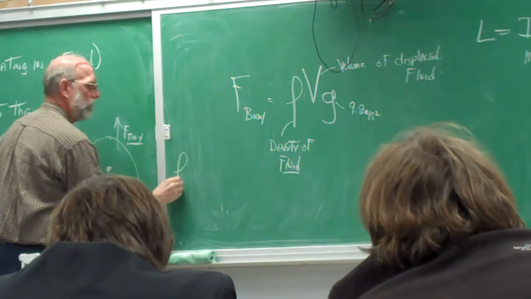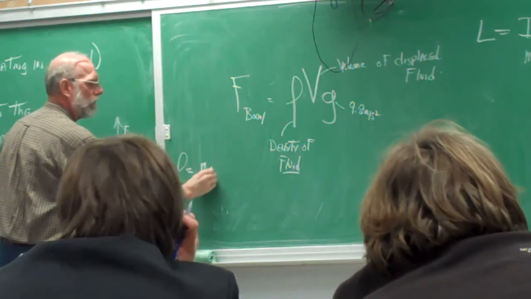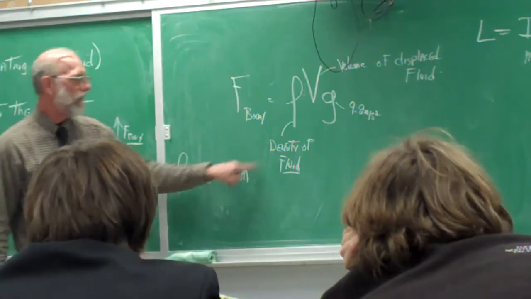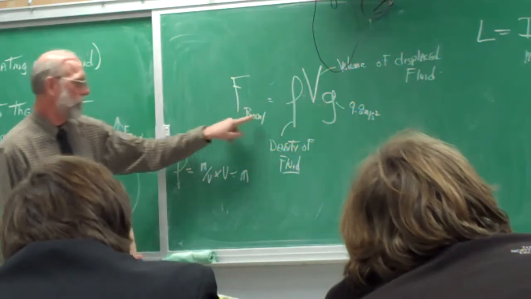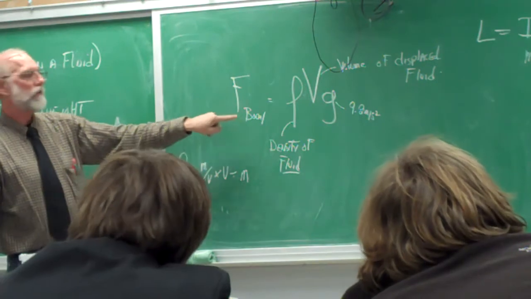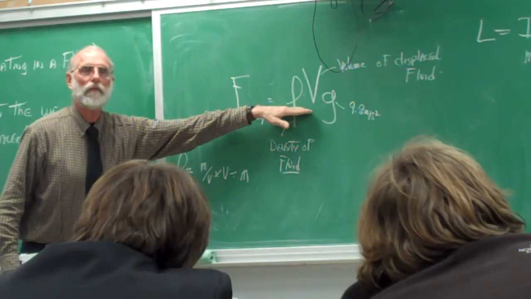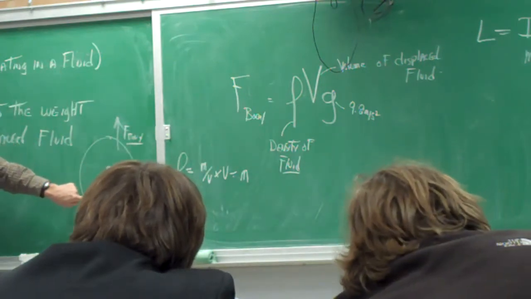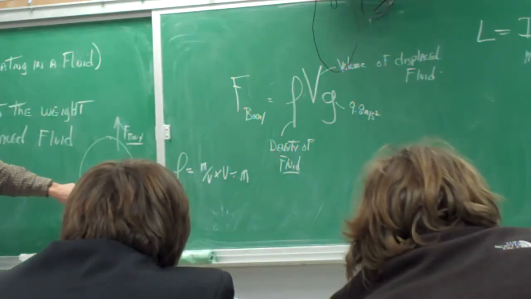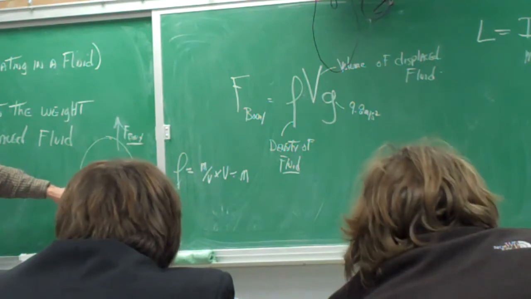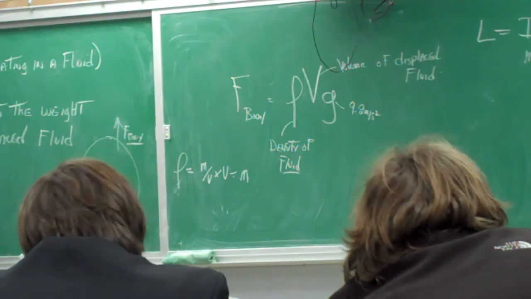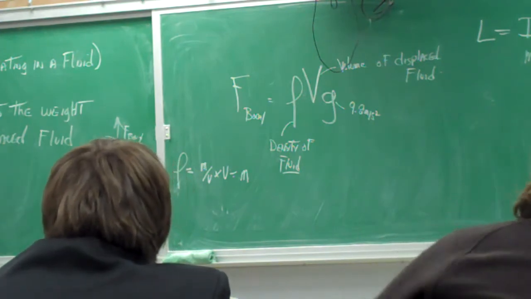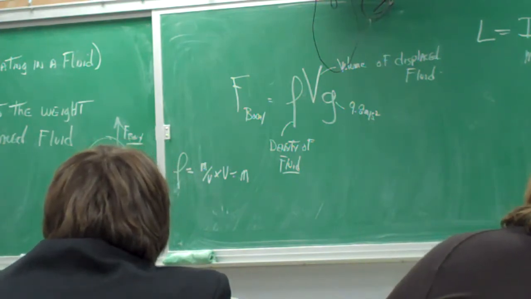Now density is mass over volume, times volume gives you mass. And mass times g is equal to weight. So when the weight of the displaced fluid is equal to, or slightly greater than, the weight of the object, then the displaced fluid will support things up. If they're equal, then you won't get any motion.